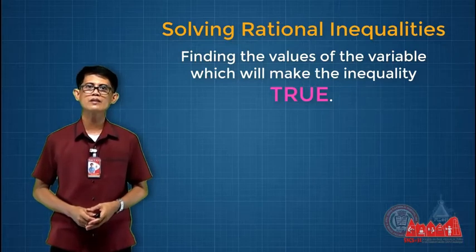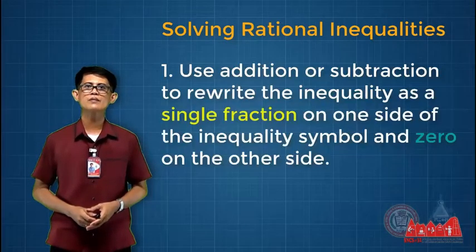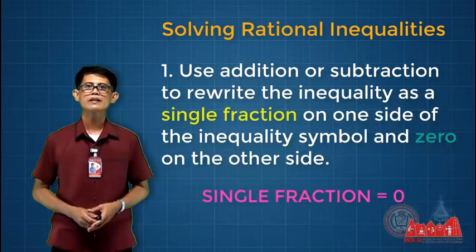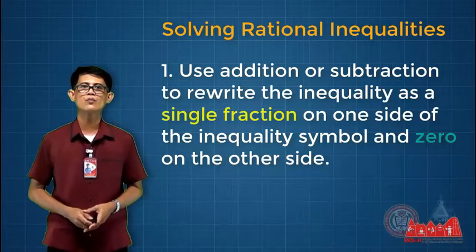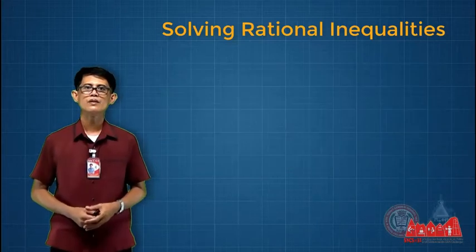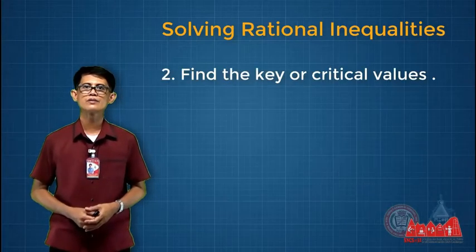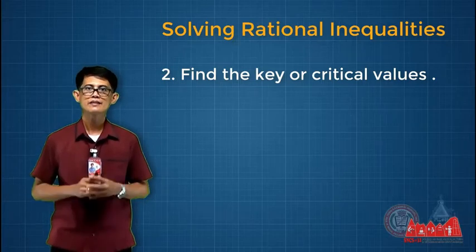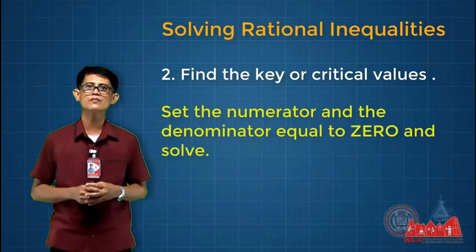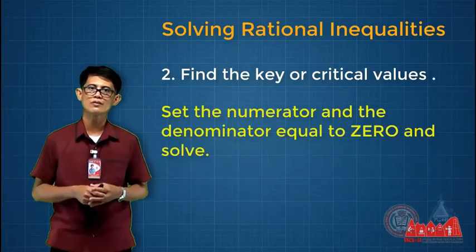To solve rational inequalities, number 1, use addition or subtraction to rewrite the inequality as a single fraction on one side of the inequality symbol and 0 on the other side. One side must be 0 and the other side can have only one fraction. Simplify fractions if there is more than one fraction. Number 2, find the key or critical values, or what we call test points. To find the critical values, set the numerator and denominator of the inequality equal to 0 and solve.